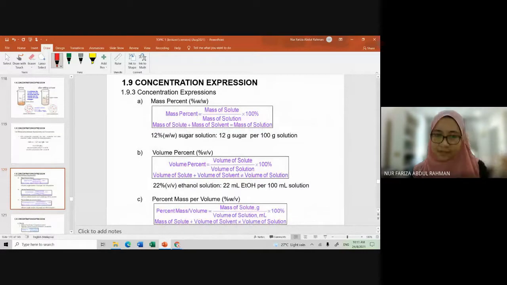Next, we have other expressions besides molarity. We have mass percent, weight percent, and then we also have volume percent. And next we have a mixture of mass and volume, percent mass per volume. These are other ways to express concentration.